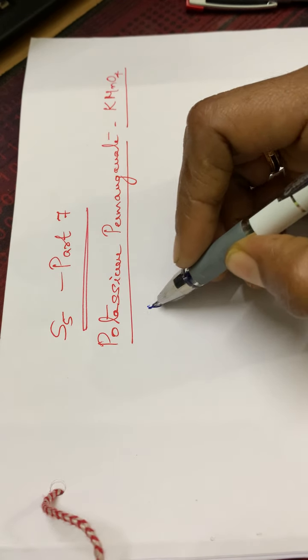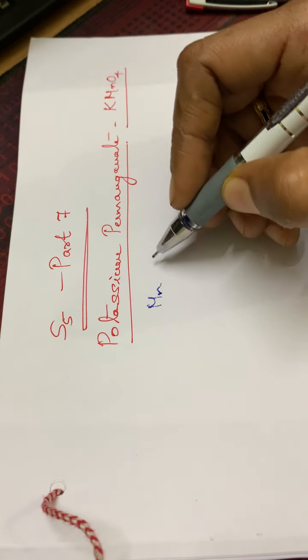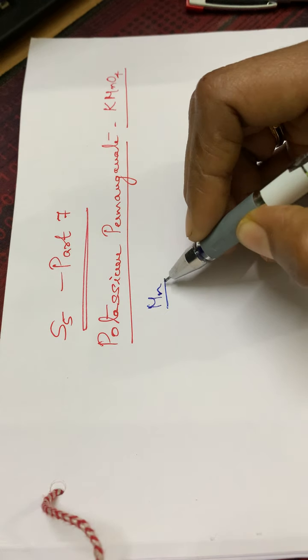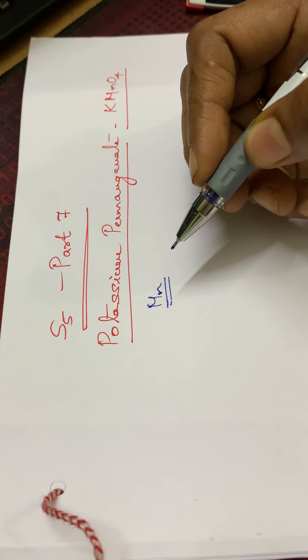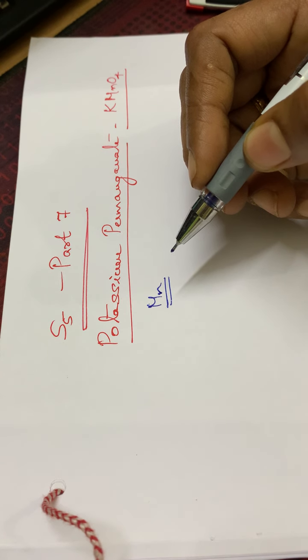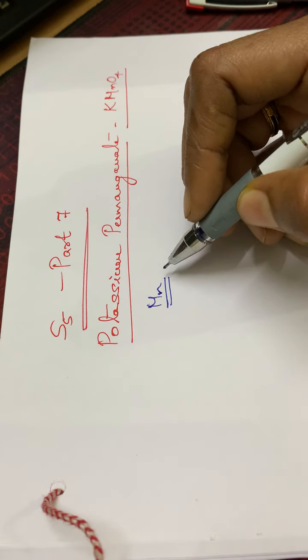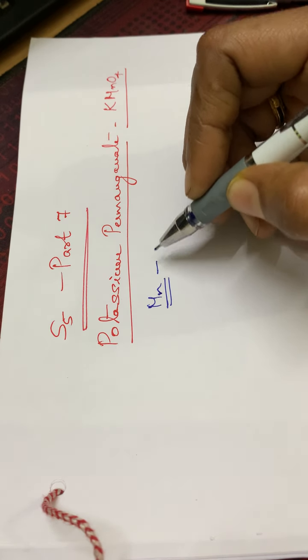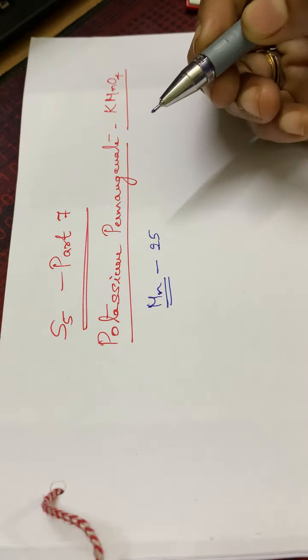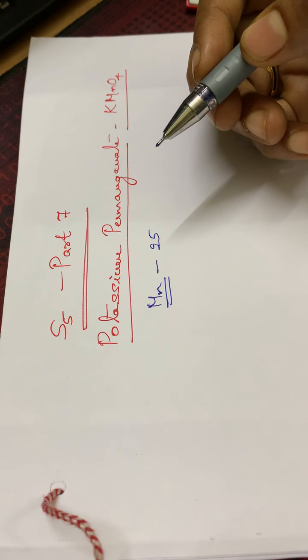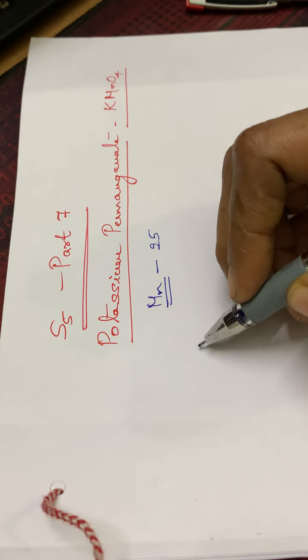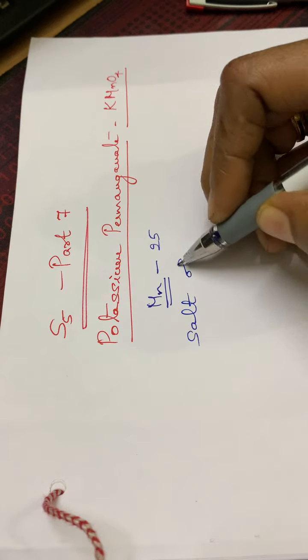This is potassium permanganate. In this compound, the central metal atom is manganese. It comes under the transition metal series, the first transition series: scandium, titanium, vanadium, chromium, manganese. Manganese has atomic number 25.